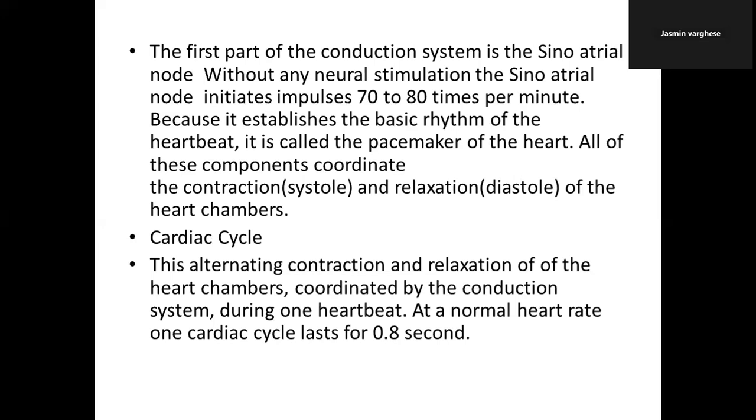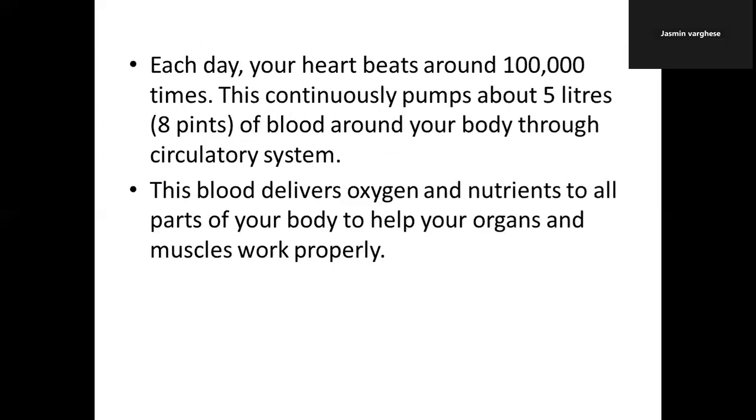Alright, then what is the cardiac cycle? This alternating contraction and relaxation of the heart chambers, coordinated by the conduction system during one heartbeat, is known as the cardiac cycle. At a normal heart rate, one cardiac cycle lasts for 0.8 seconds. So all this process, left atrium, left ventricle, right atrium, right ventricle, will take place in 0.8 seconds.